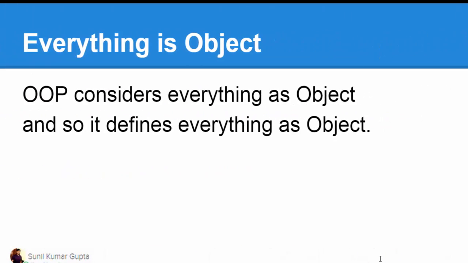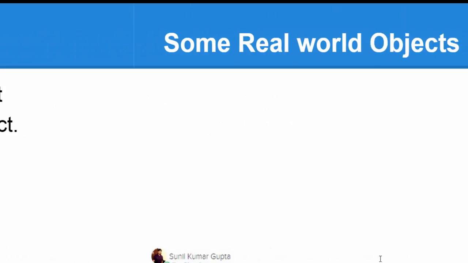The next thing is, in object-oriented programming, in short we say OOP, everything is considered as an object, so it defines everything as an object. So let's see what the real world objects are, and how we can correlate a programming object with a real-time object. Let's see some examples.